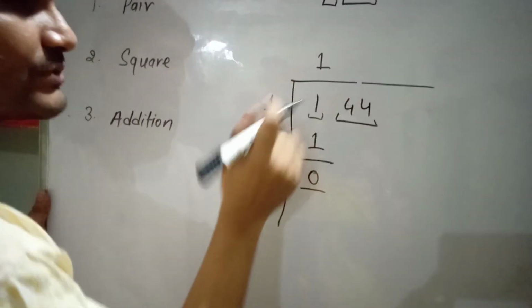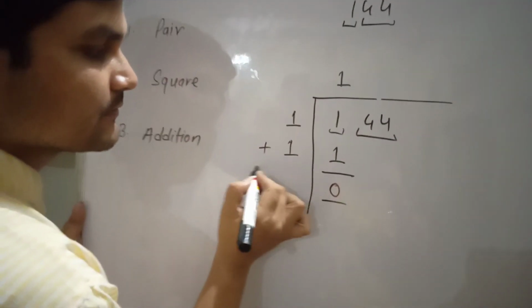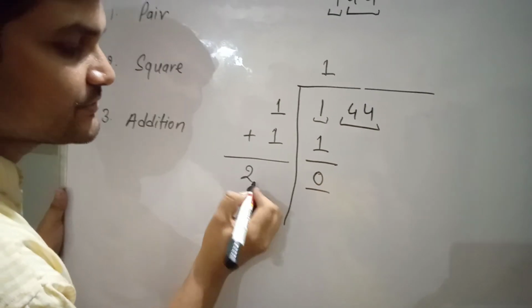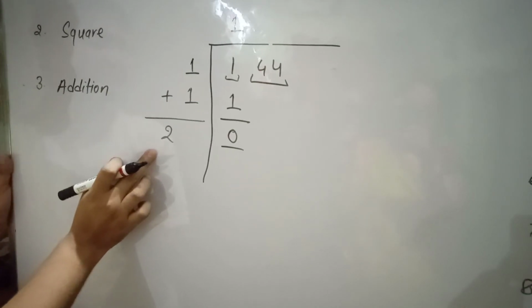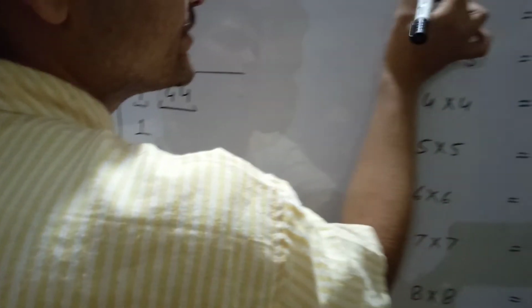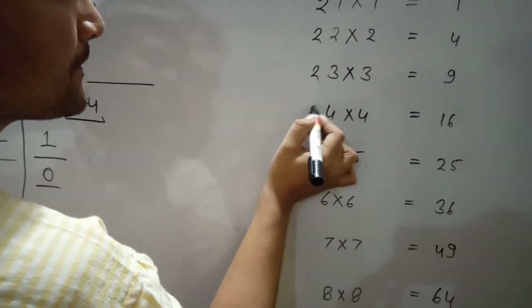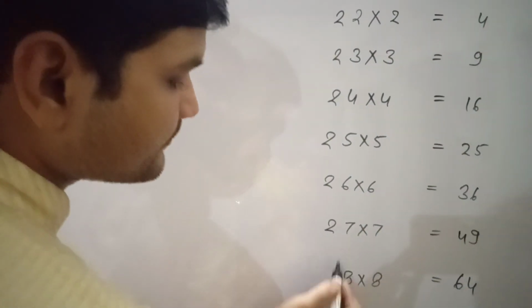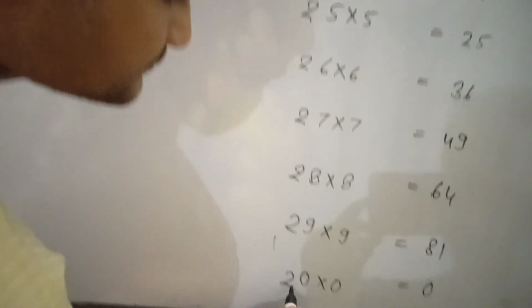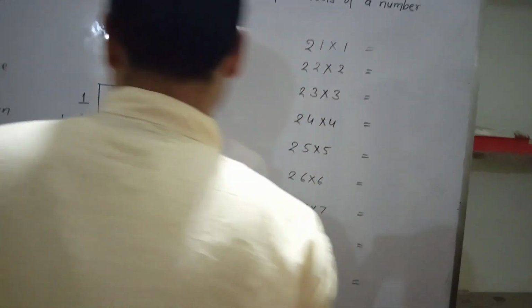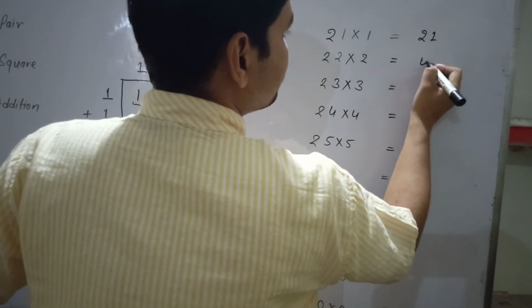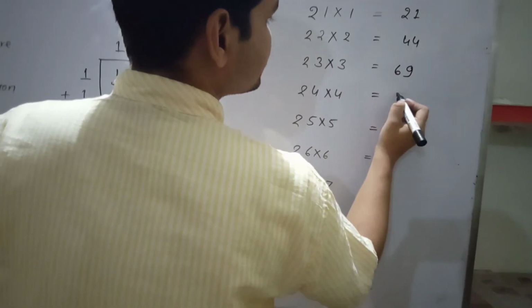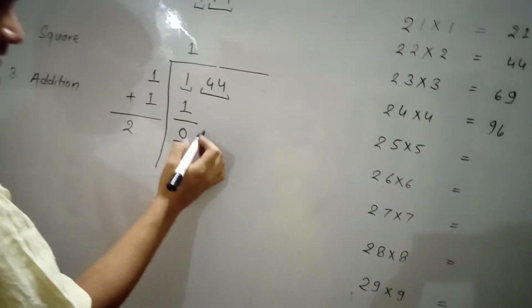So we will add the quotient with the divisor. So we will get 2. So here we already have 2 in the divisor section. So we will include 2 in here with every number. 21, 44, 69, 96. Here we will take the next pair.